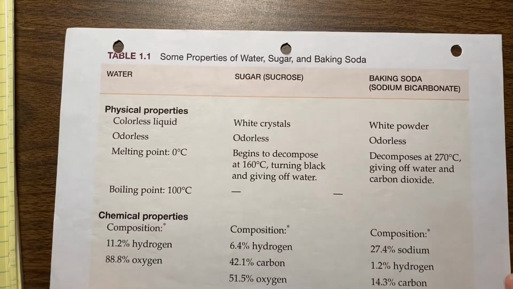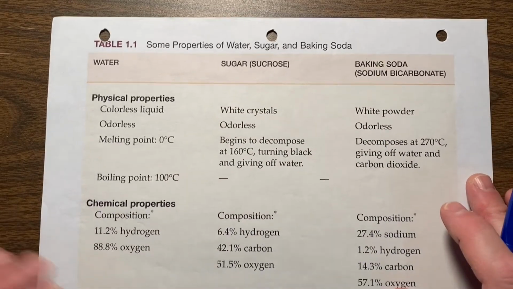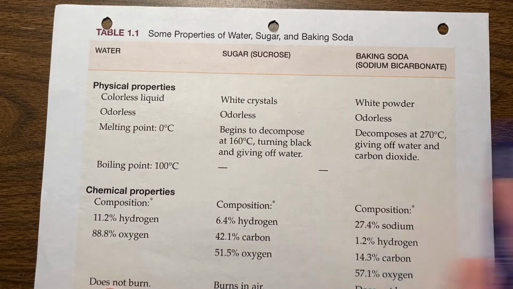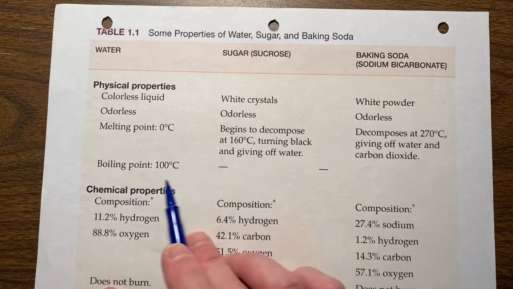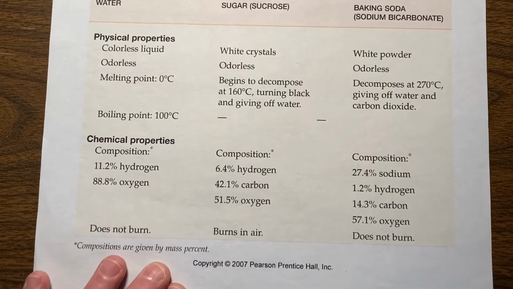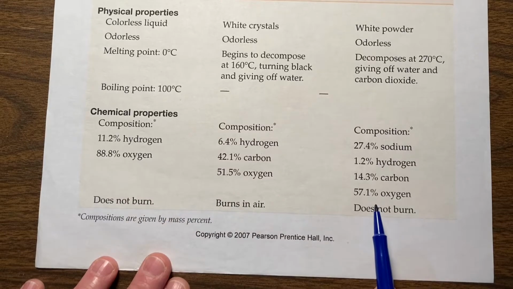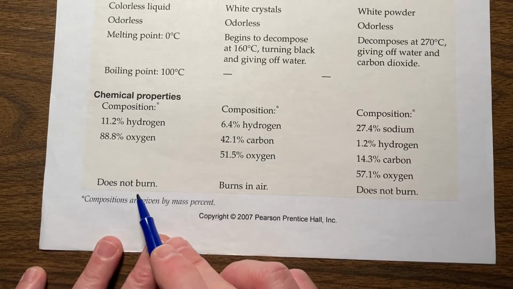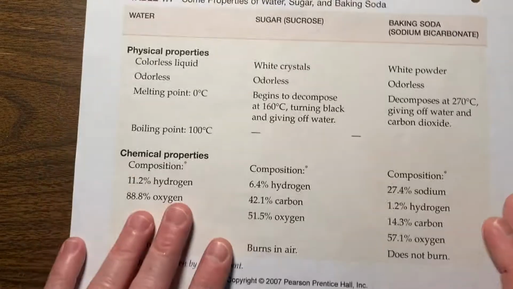Some other examples. These are some properties of water, sugar, and baking soda. The physical properties are: water is colorless, sugar is white, baking soda is a white powder. They're all odorless. You can observe the melting point or boiling point without changing the chemical composition of a compound. Chemical properties of these compounds would be their chemical makeup, their composition, what percentage of each element is present. Do they burn or do they not burn? That's flammability. That's a chemical property.